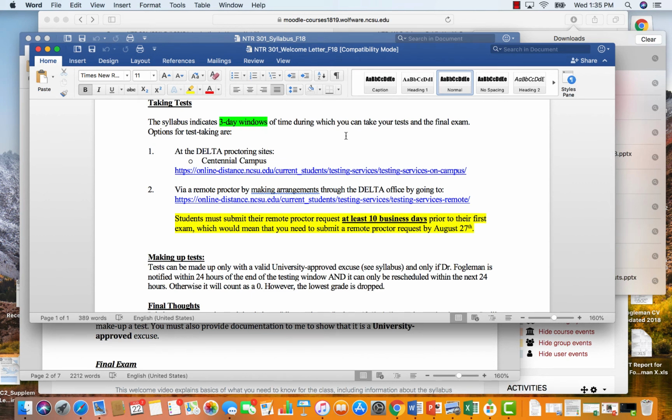For taking tests, the syllabus indicates a 3-day window of time during which you can take your tests and the final. The options are at the Delta proctoring sites, using a remote proctor, making arrangements through Delta. If you want a remote proctor, you have to submit your request at least 10 days prior to your first exam, which would mean that you need to submit the remote proctor request by August 27th.